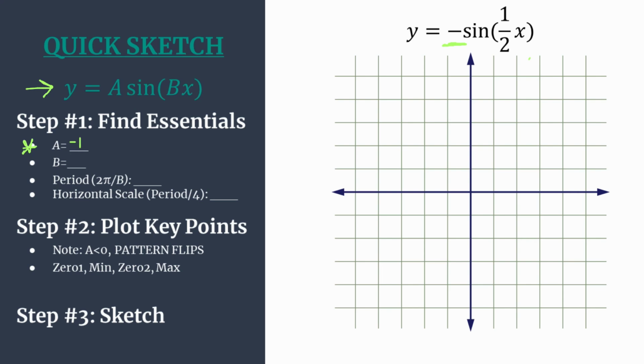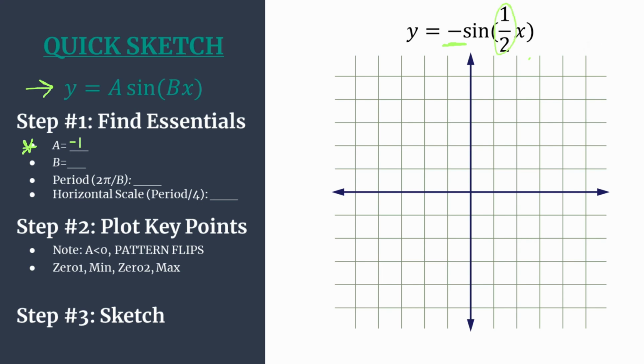If you take the absolute value of your a, that'll give you your amplitude. So here the amplitude would be just 1. And that just means the distance from your midline of your graph up to a max or down to a min. It's 1 unit.